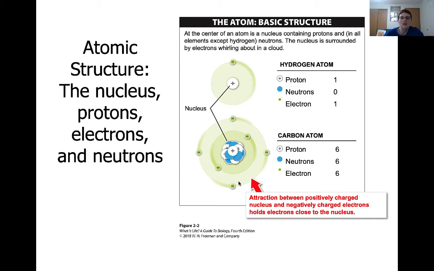And then you've got the last part of the atom, which are the electrons. Electrons have that negative charge, and so they are going to stay out of the nucleus in what you may have heard called the electron cloud. It's basically the space around the nucleus where those electrons are going to hang out.